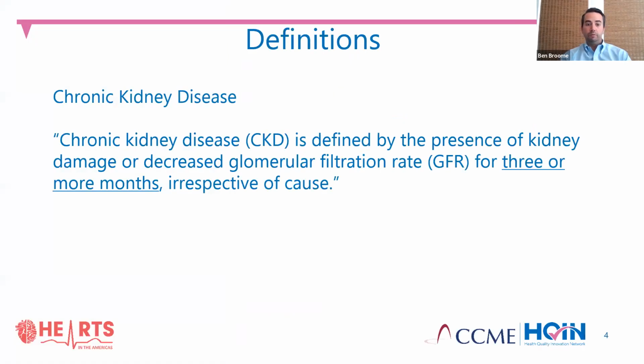So what do we mean when we say chronic kidney disease? The official definition of chronic kidney disease, or CKD, is the presence of kidney damage or decreased glomerular filtration rate for 3 or more months, irrespective of the cause.